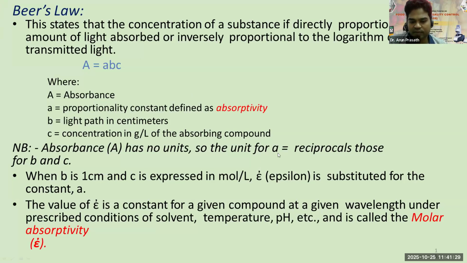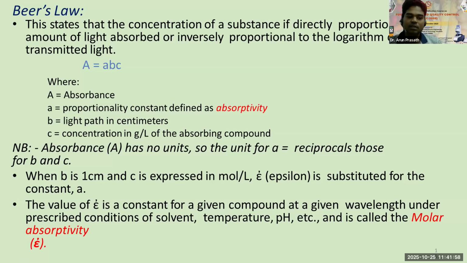So the unit of a is the reciprocal of those of b and c, that is the light path and the concentration. So two parameters will decide the absorbance. One is the thickness of the sample holder, or the thickness of the sample, the length through which the light has to transmit. And the second is the concentration of the sample, the concentration of the molecules which absorb the photons from the light.